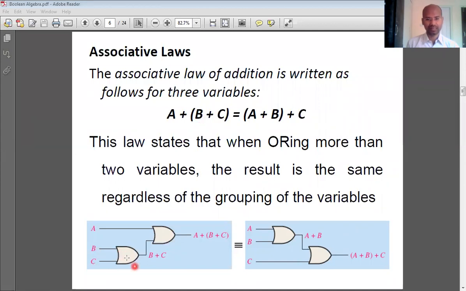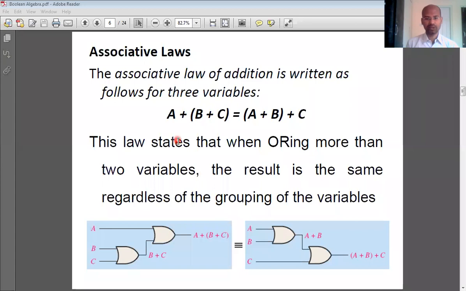These are the inputs for this OR gate. So what is the output of this OR gate? It becomes B plus C, and this result is taken and that is added with A. This result is available here. That result is to be added with A.